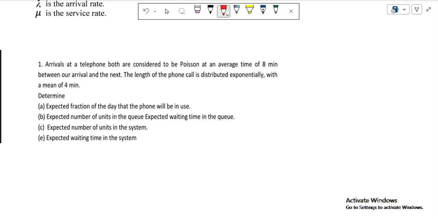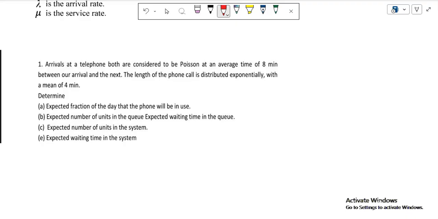The problem says determine the expected fraction of the day that the phone will be in use. All right, I think I explained briefly about that. Then B says expected number of units in the queue and the expected waiting time in the queue. C, expected number of units in the system. Then D, expected waiting time in the system.